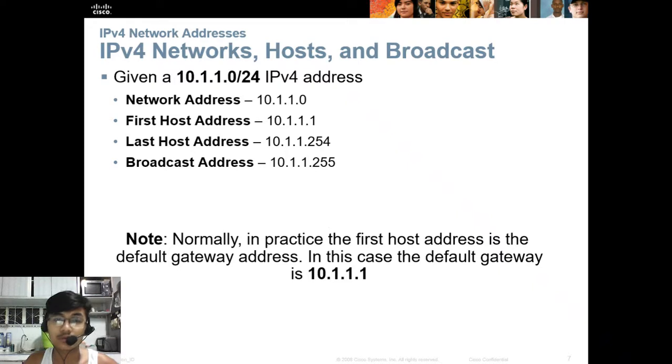IPv4 network, host and broadcast addresses, given a 10.1.1.0/24. It has network address 10.1.1.0, first host address 10.1.1.1, and last host address 10.1.1.254, and the broadcast address is 10.1.1.255. Normally in practice, the first host address is the default gateway address. In this case, the default gateway is 10.1.1.1.